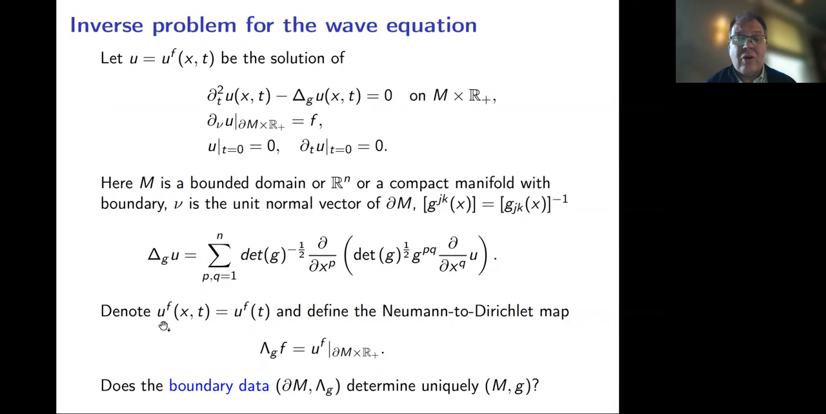And we denote the solution of this wave equation, with the unknown metric g but source f that we can control, by u^f. And we define the Neumann to Dirichlet map that maps the Neumann value to the Dirichlet value of the solution. Or you can think that this is a source to solution map that maps a source to values of the solution measured on the boundary. And the boundary data would be the collection of knowing the boundary and then this Neumann to Dirichlet operator. And we ask, does this determine the manifold and the metric uniquely?